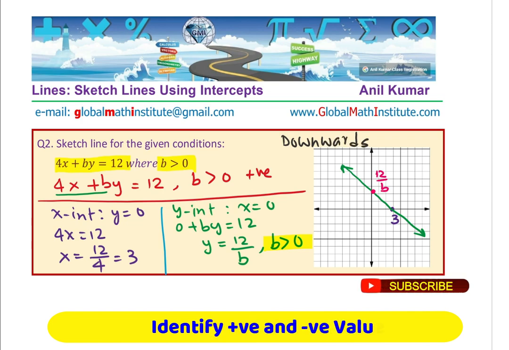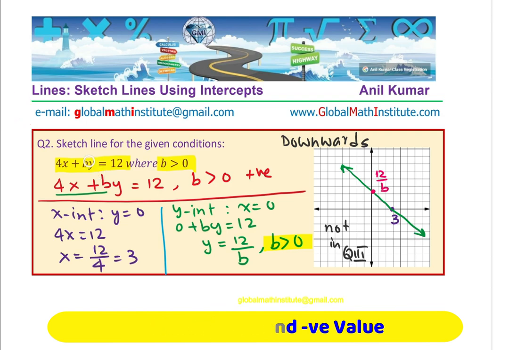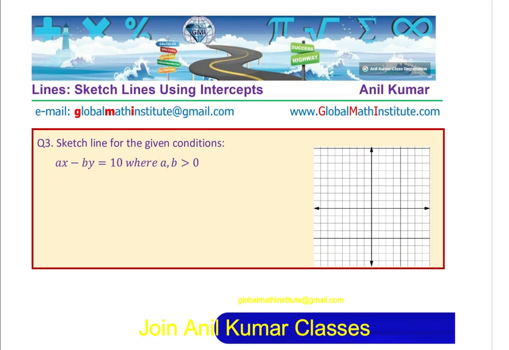And it goes from quadrant 2, 1 to 3, right? It is not there in quadrant 3, right? So it is not in quadrant 3, but the other three quadrants it goes through. So that is how you're going to sketch the line. Is that clear to you? Perfect. So you notice that in case b is greater than 0, that is the kind of line. Okay, so now I think you have understood this concept.